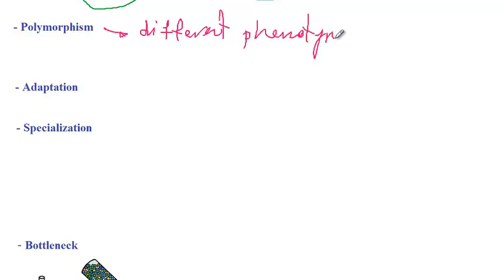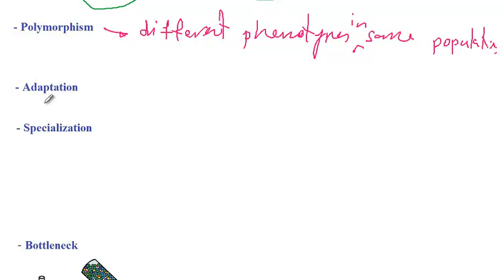So this is the presence of two or more different phenotypes in the same population.